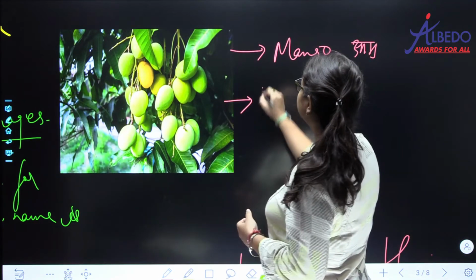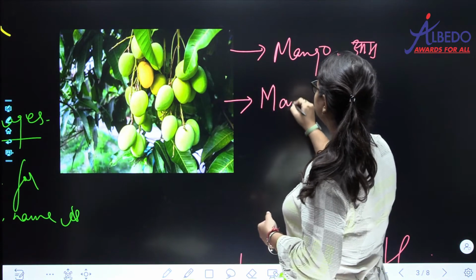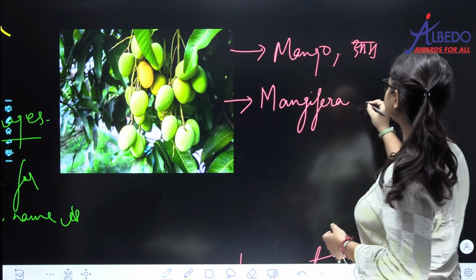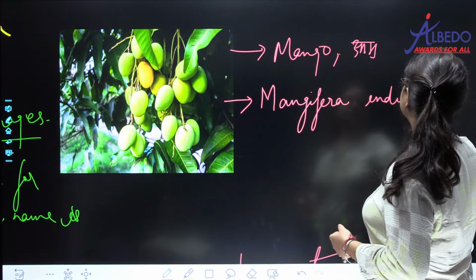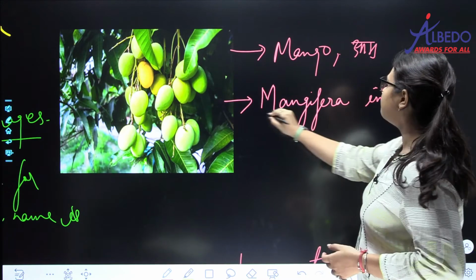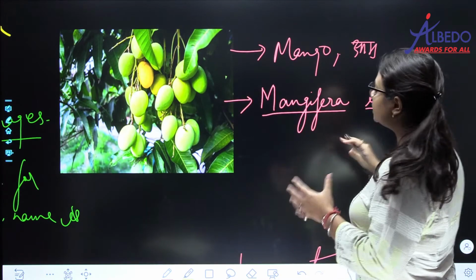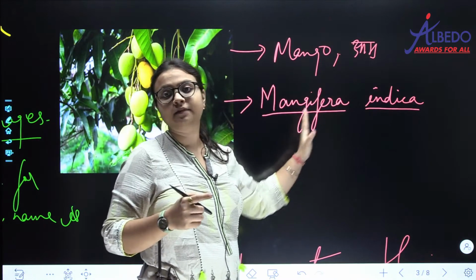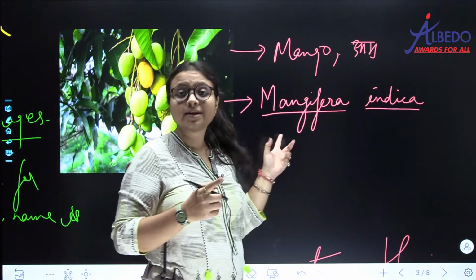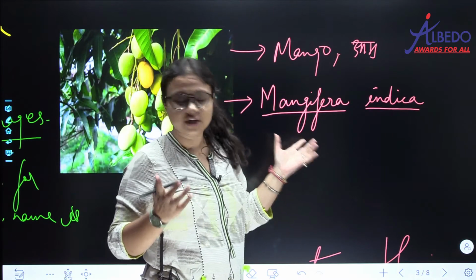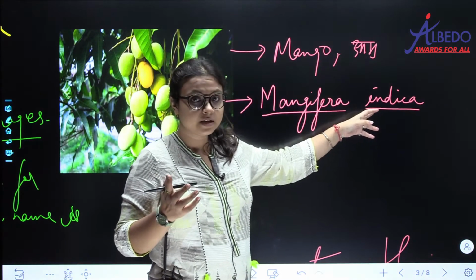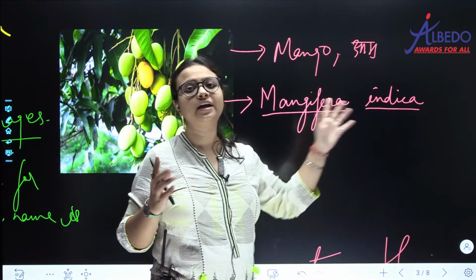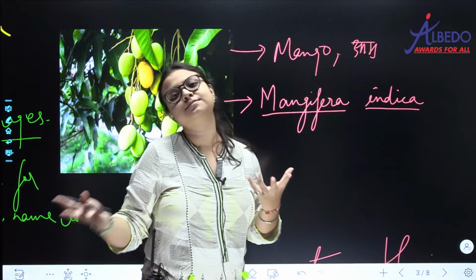And what is the scientific name of this? The scientific name of this is Mangifera indica. ठीक है? Now look at how I wrote it. See, I have written two words. This is the scientific name, so I have written two words. The first one is called the generic name. The second one is called the specific name. No, that is called the specific epithet. And the whole Mangifera indica is the name of the species, the mango plant.